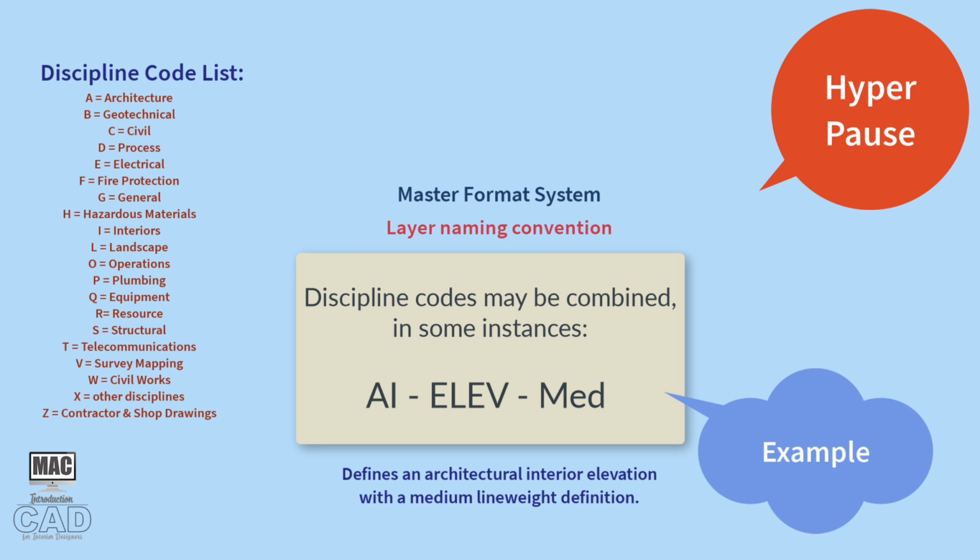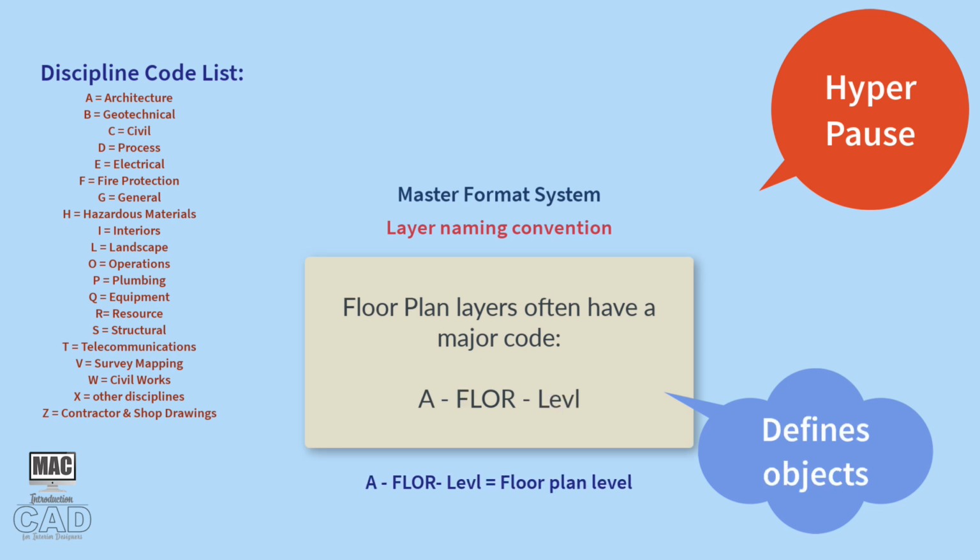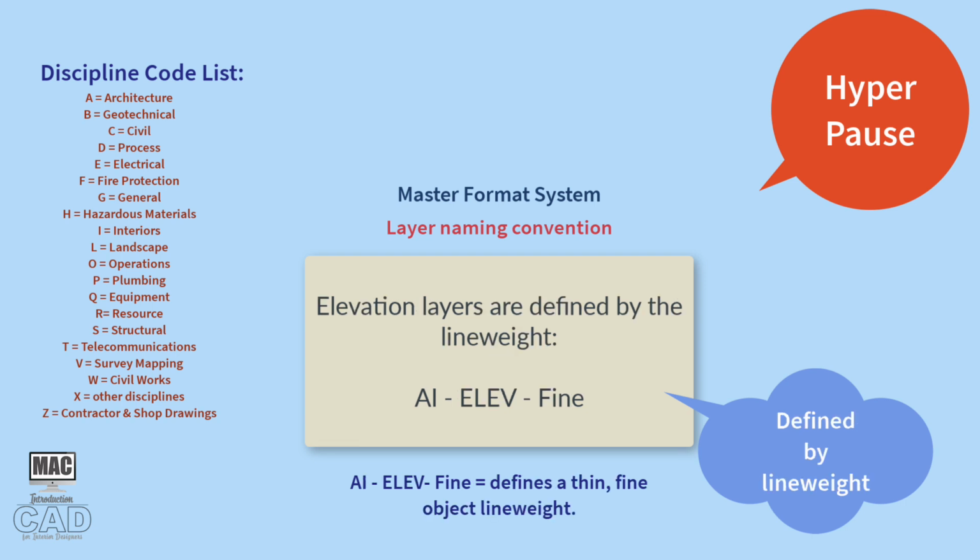AI-ELEV. Keep in mind that in Plan View, the major code for layers is sometimes designated by the acronym FLOR, followed by a minor code, where floor refers to floor plan view. All objects in Plan View are defined by their reference definition. However, elevation layers are defined by the line weight, not object type.